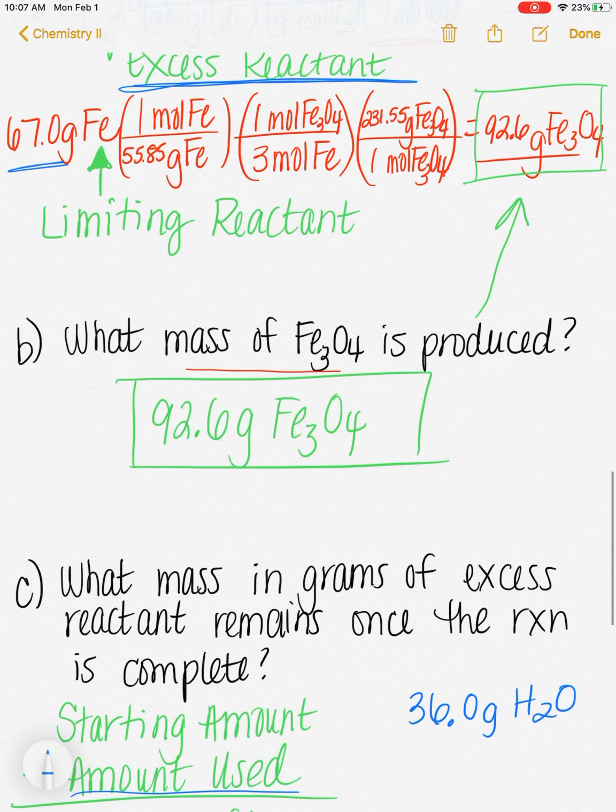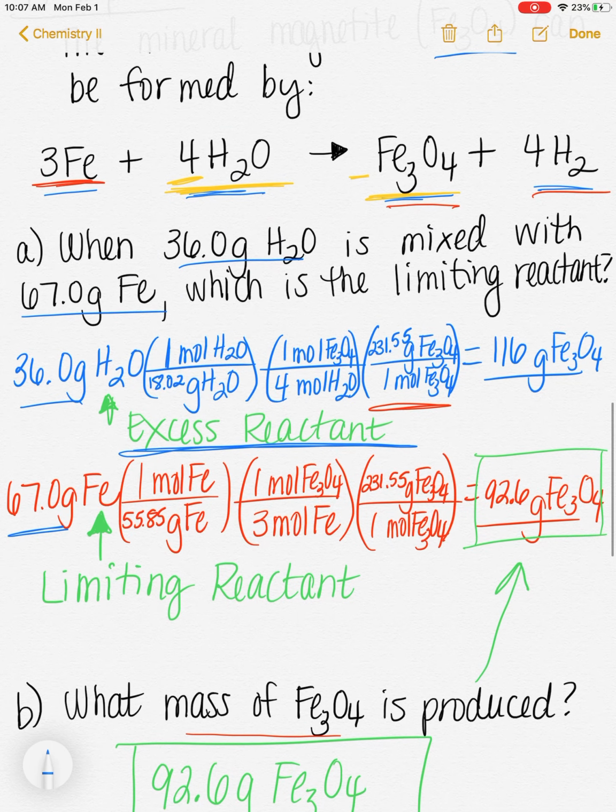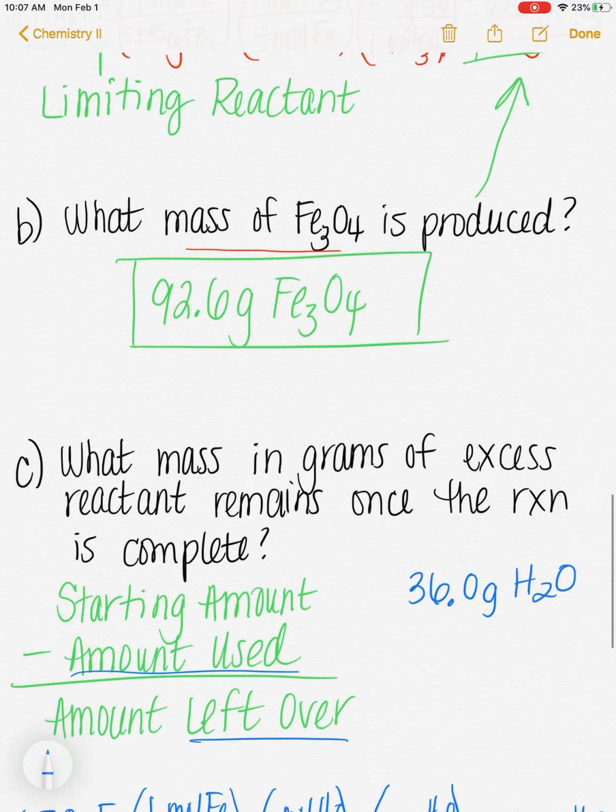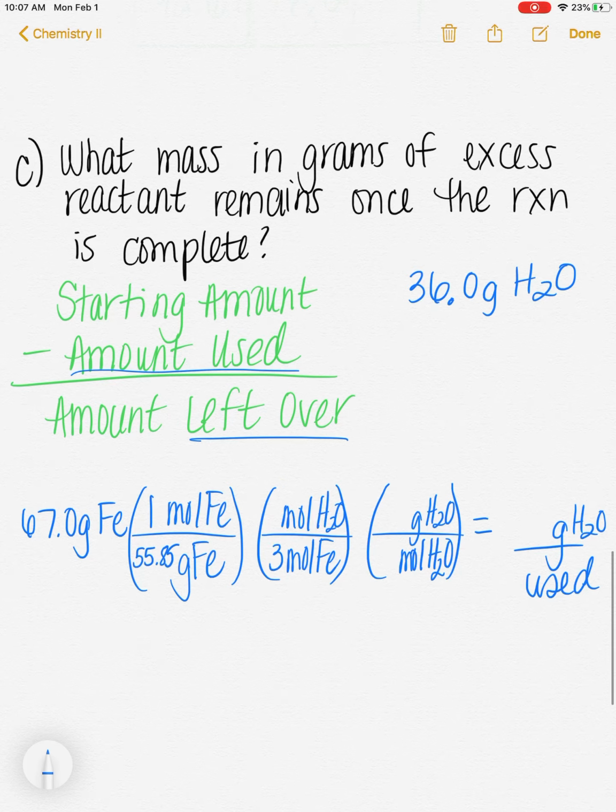Now to find my mole to mole ratio, I need to go back to my balanced equation, and it says 3 moles of iron and 4 moles of water. So I'm going to put 3 moles of iron, 4 moles of water. My last factor, grams to moles, I put a 1 with the moles of water. I'm going to put 18.02 grams because that's the molar mass of water. All right, let's figure this out.